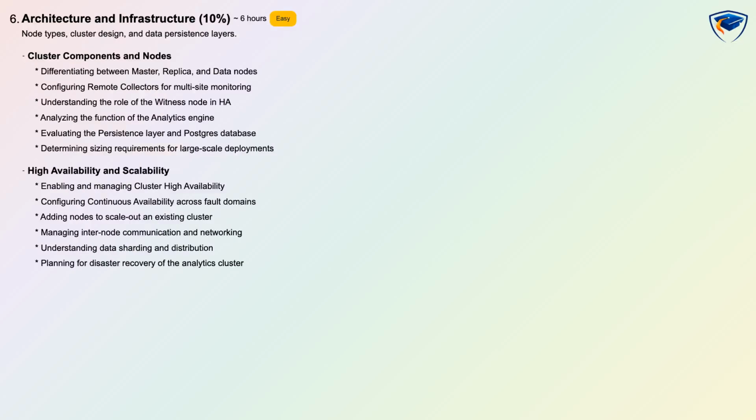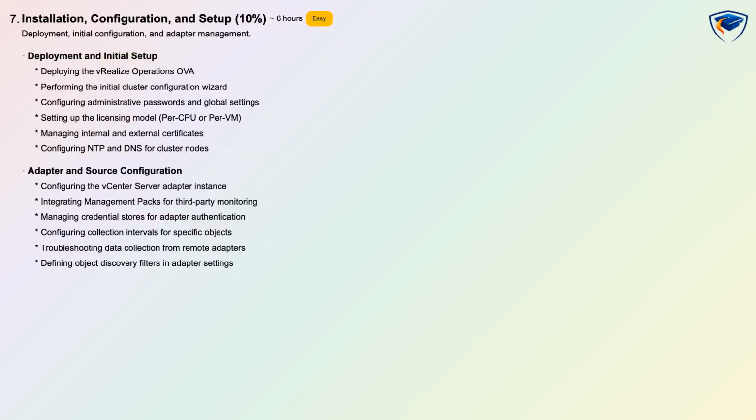In Domain 3, you'll also learn about right-sizing virtual machines. This includes identifying oversized VMs and resource waste, detecting undersized VMs causing performance degradation, and applying right-sizing recommendations via vCenter actions. Domain 4, Dashboards, Reports, and Widgets is all about data visualization, reporting, and custom dashboard construction.